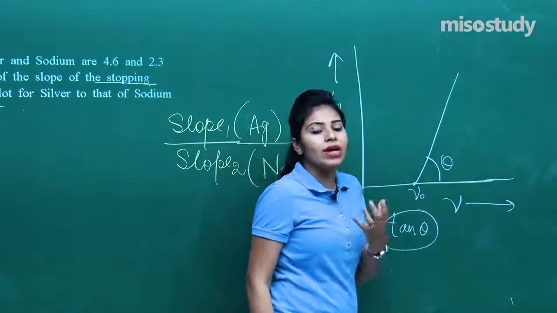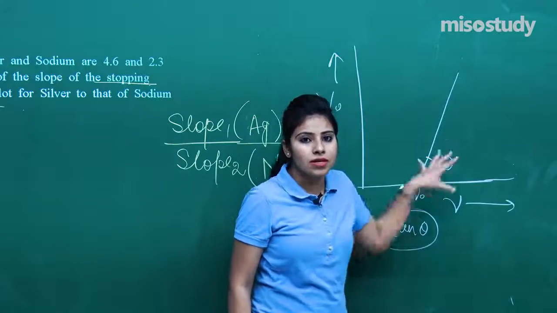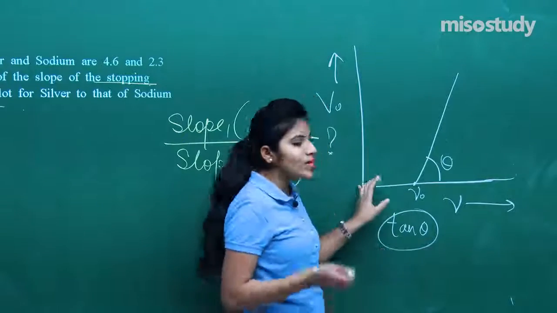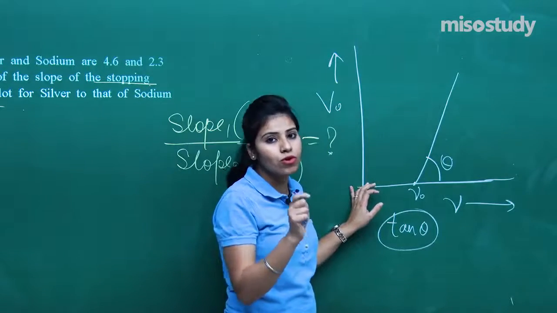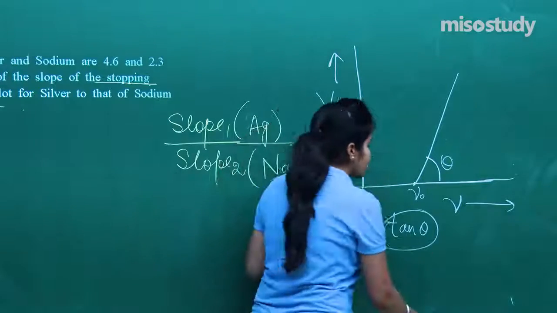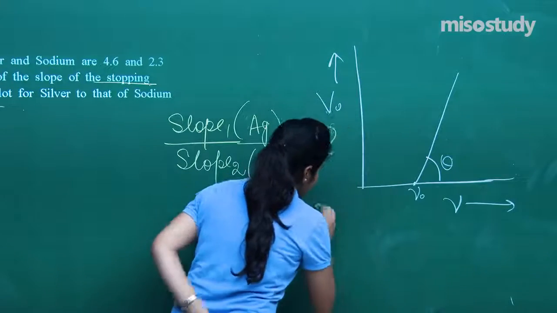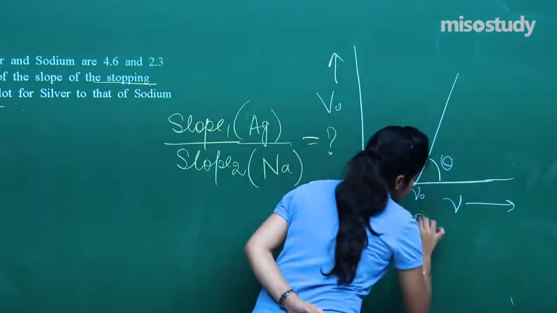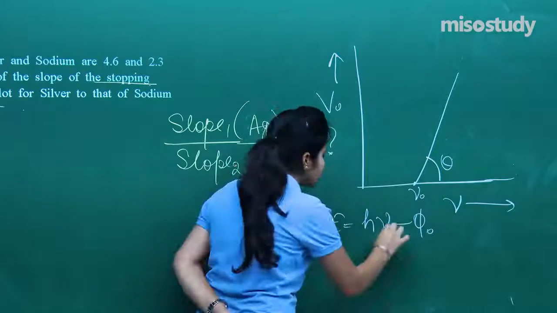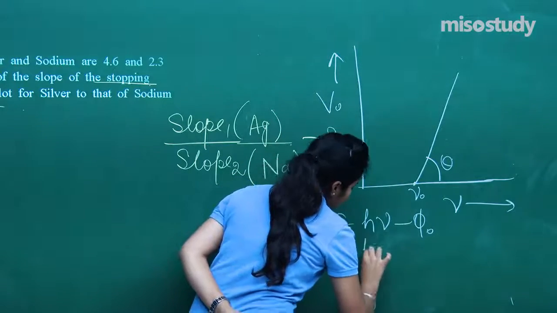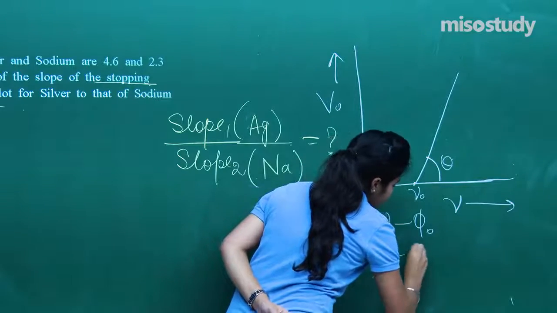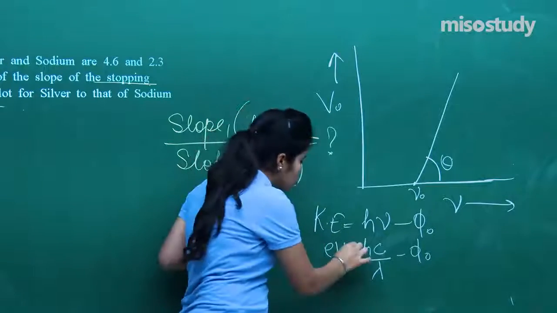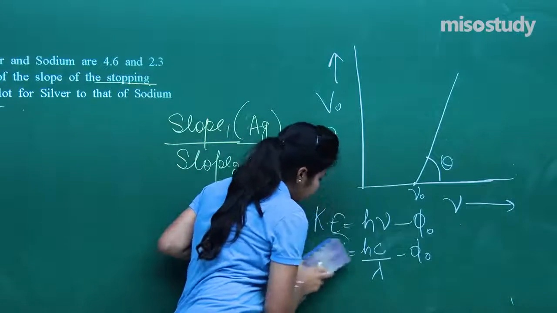But we are having another way to find the slope of this graph. How can we find that? We know that one favorite part of the chapter is the photoelectric equation. Now let us just start with this equation. The equation will be kinetic energy equals h nu minus the work function. And you know that this can be written as eV equals hc by lambda minus phi naught, right? So here you can see that this is your stopping potential, this V.